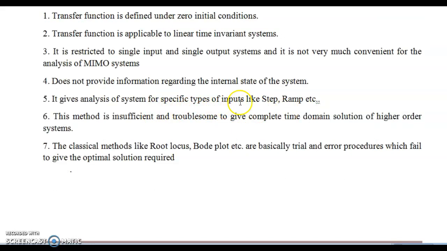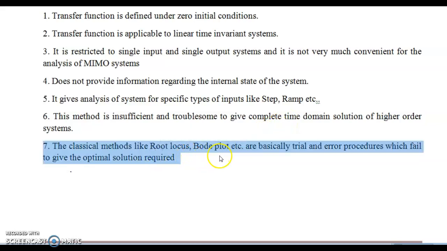Next, it takes only inputs like step and ramp, right? But in state variable analysis we can use any type of inputs, and we get the output with respect to the inputs. Next, a drawback here is that it is applicable only to lower order systems. It fails for higher order, right? But state variable analysis we can apply to higher order systems also. And the conventional method is a trial and error method, right? But state variable analysis gives the correct, exact result on whether the system is stable or not, right?